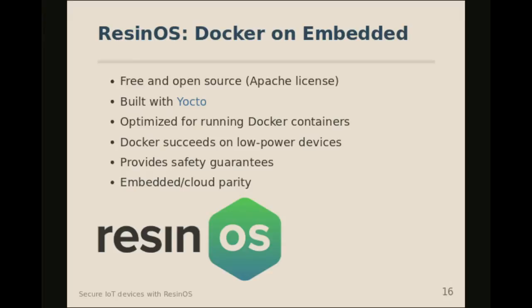And then by using Docker in the embedded space, you also bring parity between embedded and cloud. If you have developers that are used to writing Docker applications in the cloud, or really even just a Node app, deploying a Node app to an embedded device would be a huge pain. But if you can containerize it, now you've abstracted that, and if you can deploy that container to the embedded device, it becomes trivial.